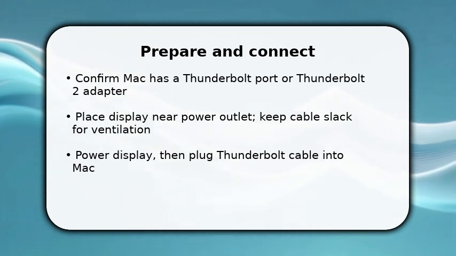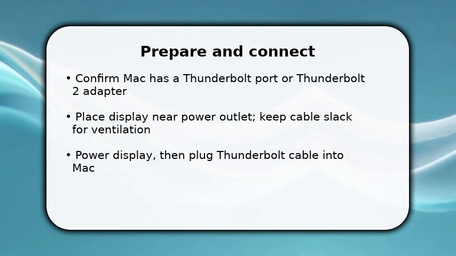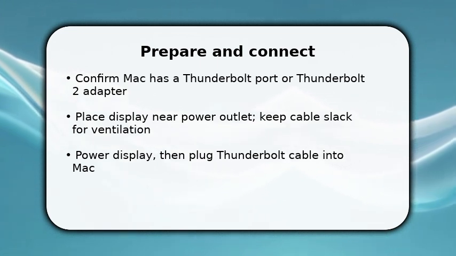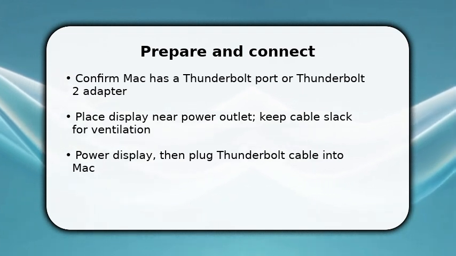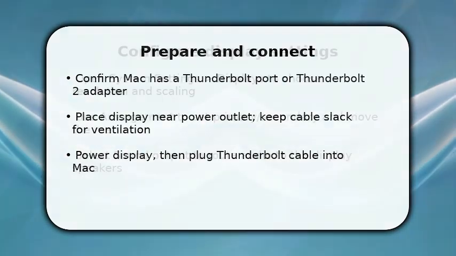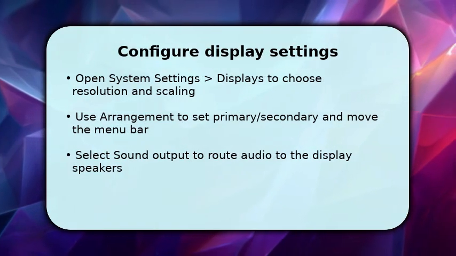Next, take the Thunderbolt cable and connect it firmly to your Mac. You'll hear a faint click, and wait for the Mac to detect the display so the system can negotiate resolution and audio routing. Now you configure how the display behaves.